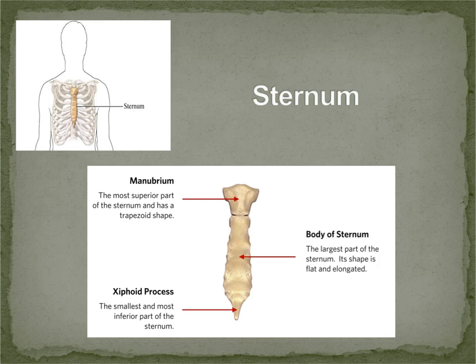The sternum, which we know better as the breastbone, is made up of 3 parts. The most superior part is called the manubrium. The center part is called the body. And then the bottom part ends in kind of a point and is called the xiphoid process.